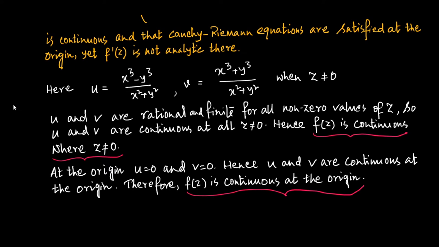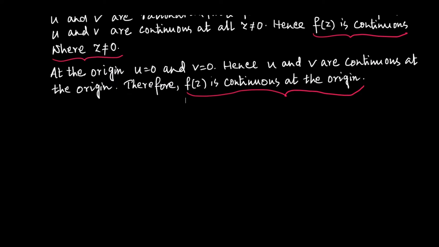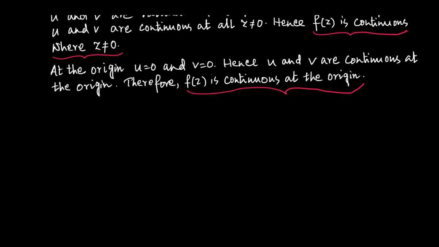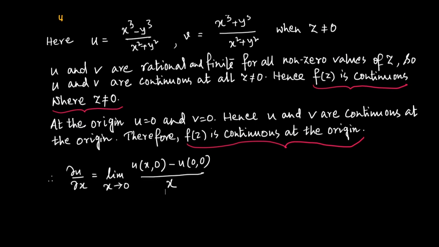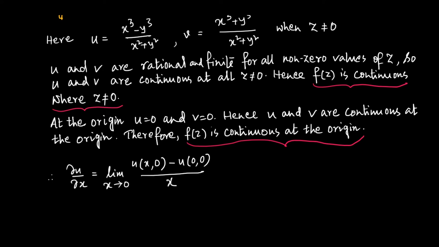Now at the origin, let us find out the partial derivatives, del u del x, del u del y, del v del x, del v del y. Now we will find out the partial derivatives at the origin using the definition of partial derivatives. Therefore, we get del u del x is equal to limit x tends to 0, u(x, 0) minus u(0, 0) by x. Okay, let us quickly see the definition of u. Can you tell me what is u(x, 0)? Okay, u(x, 0) is x cubed by x squared, that is x, minus u(0, 0).